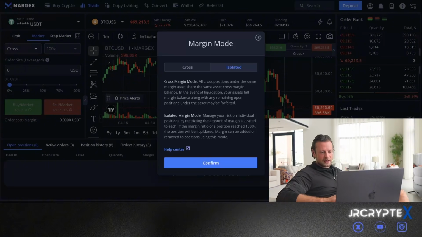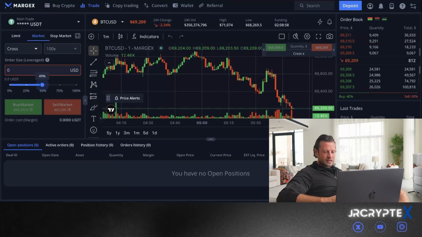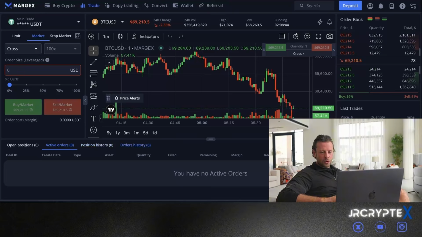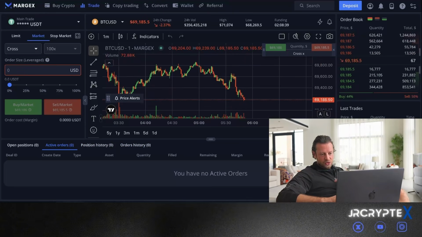It's basically isolated positions. Then you can obviously put how much of your account you want to risk per trade. You can do obviously the leverage, like 100x, 50x, 25x, whatever it is. Once you fill in this and fill out that, then obviously you can change that bit there. And then you've got your open positions, your active orders, position history, and order history. And the interface with this exchange is super user friendly, especially for beginners. It's so easy to use.